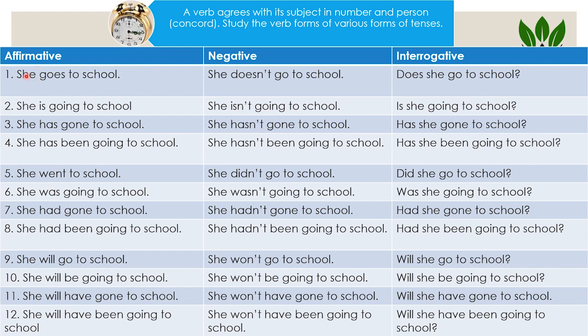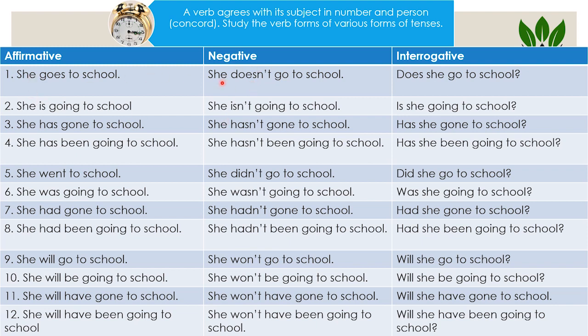So first is affirmative. She goes to school. We can go through this vertically also. She goes to school. She is going to school. She has gone to school. She has been going to school. This is present tense. She went to school. She was going to school. She had gone to school. She had been going to school. This is past tense and this is future tense. 4 3s are 12. Now they can be changed into negative again.